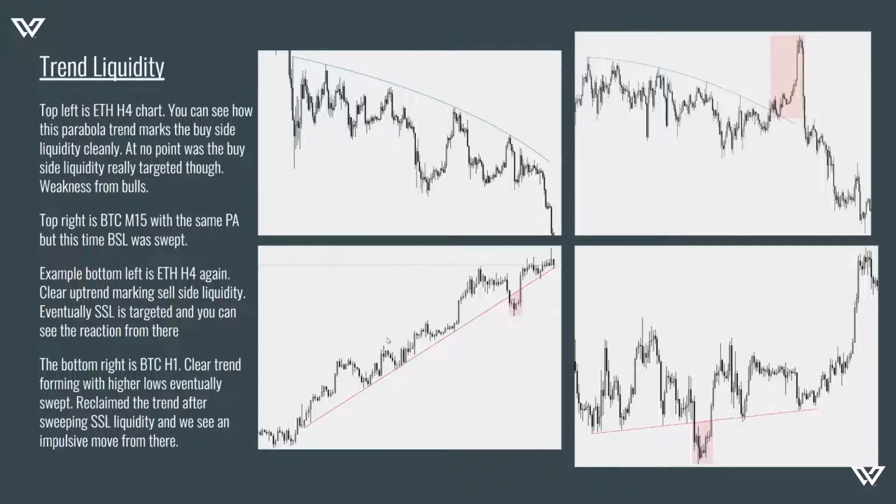Example in the bottom left is ETH H4. You can see the clear trend we have here. Eventually price breaks the trend, we sweep, probably trapping a bunch of traders trying to play the trend, trying to play the breakdown, gets back up, reclaims, and then we see a continuation in trend. Bottom right is H1 BTC. Again, you can see a similar thing. We see a trend, price sweeps, reclaims the trend, tests it again, and then we continue.